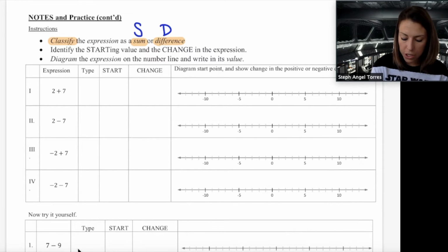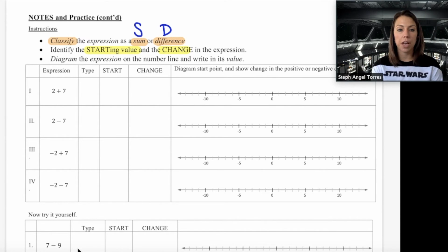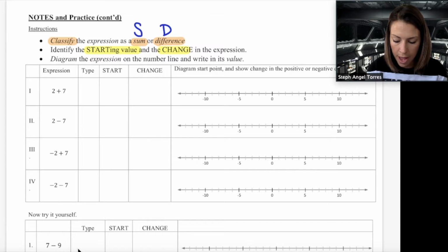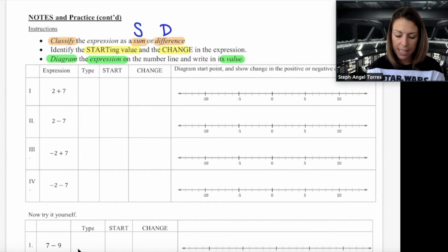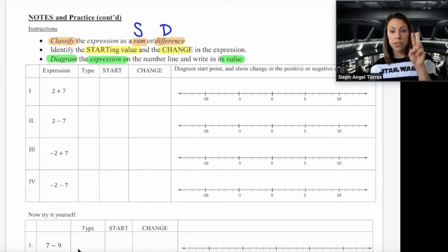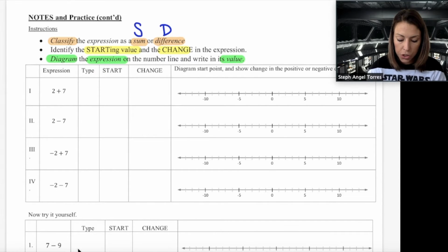The second set of directions say to identify the starting value and the change in the expression, so the actual number and the actual change. And then finally, you're going to diagram the expression on a number line to find its value. So we're really doing 4 things here. We're classifying, we're identifying the start, we're identifying the change, and we are making a diagram. So let's just do the first one together to make sure we have the idea here, and then you can do the next 3 on your own.